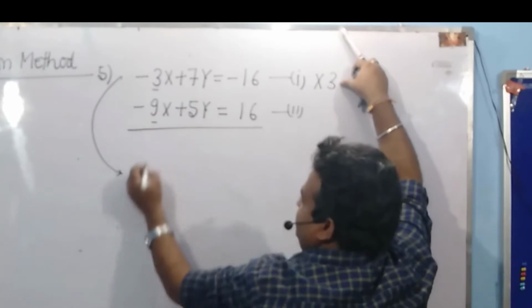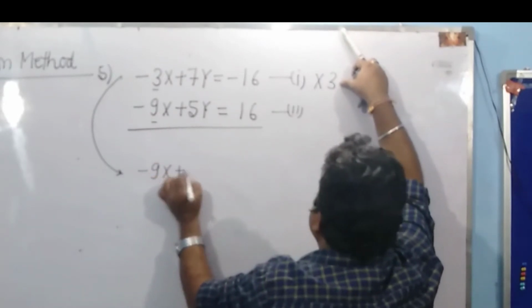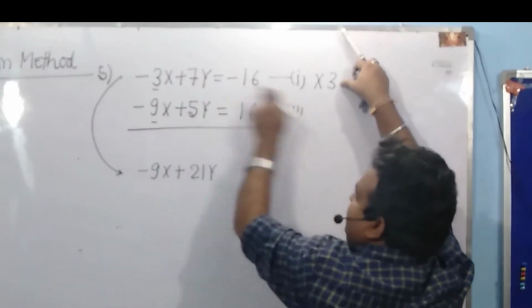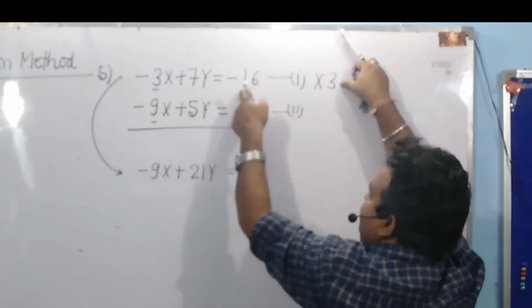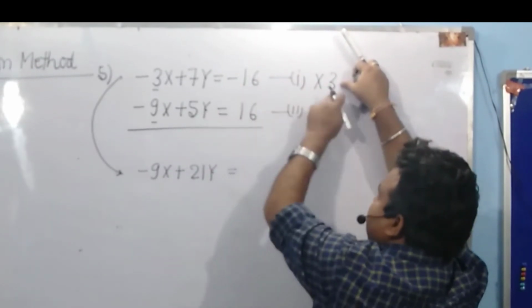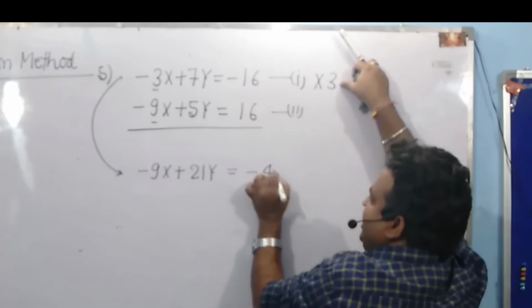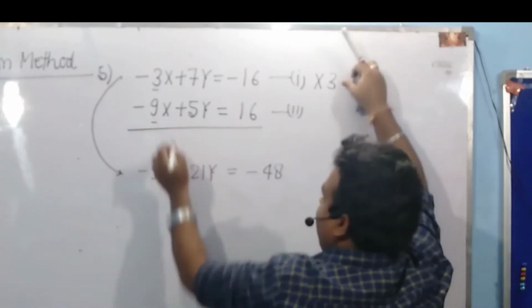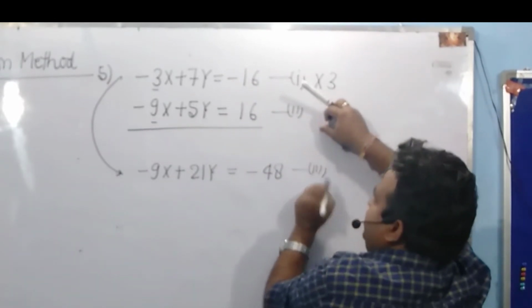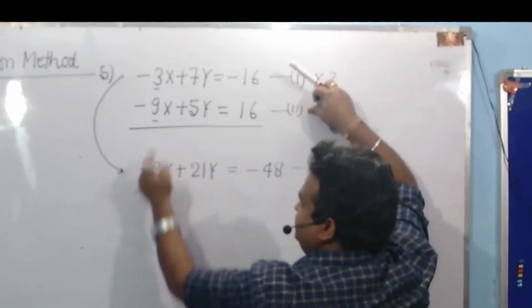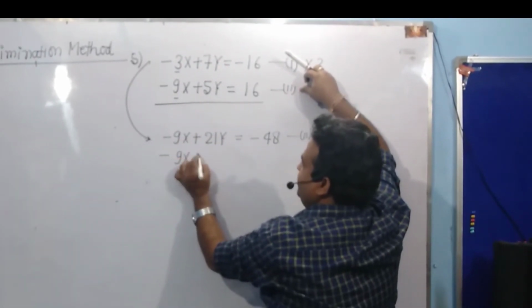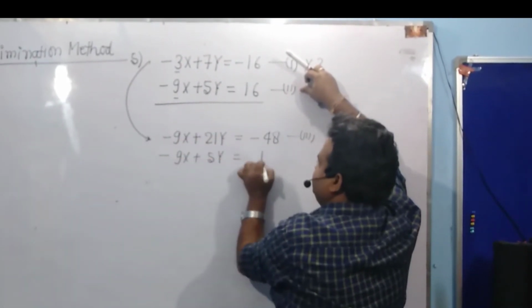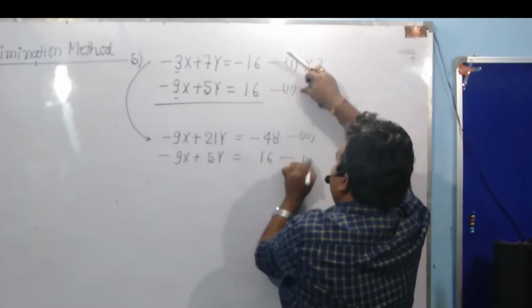So 3 multiplied by minus 3 will give you minus 9x plus 21y, since 3 multiplied by 7 gives 21, is equal to minus 16 multiplied by 3. 16 threes are 48, with a minus sign. Now this is my equation number 3. And what is my equation number 2? Equation number 2 is minus 9x plus 5y is equal to 16. This is my equation number 2.